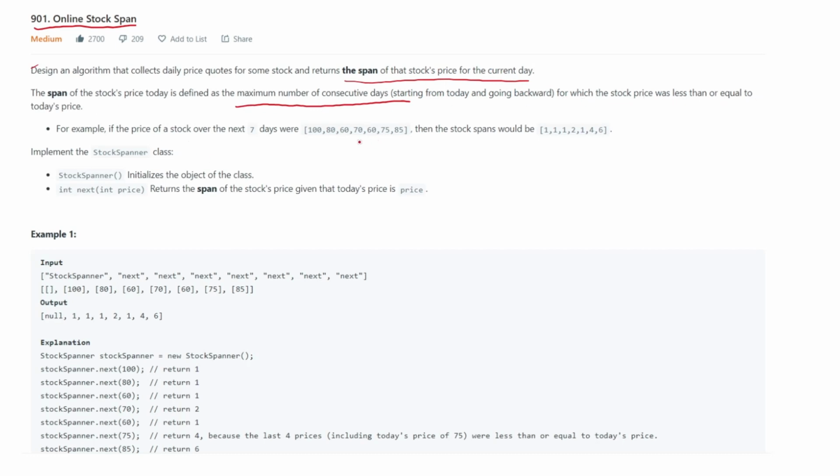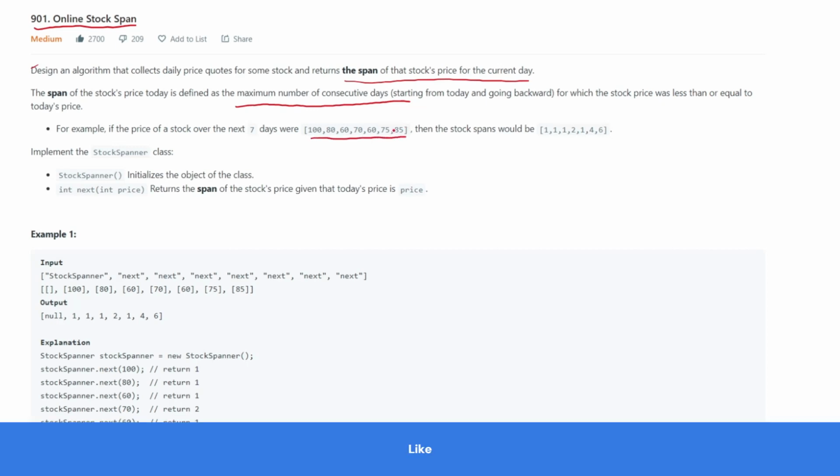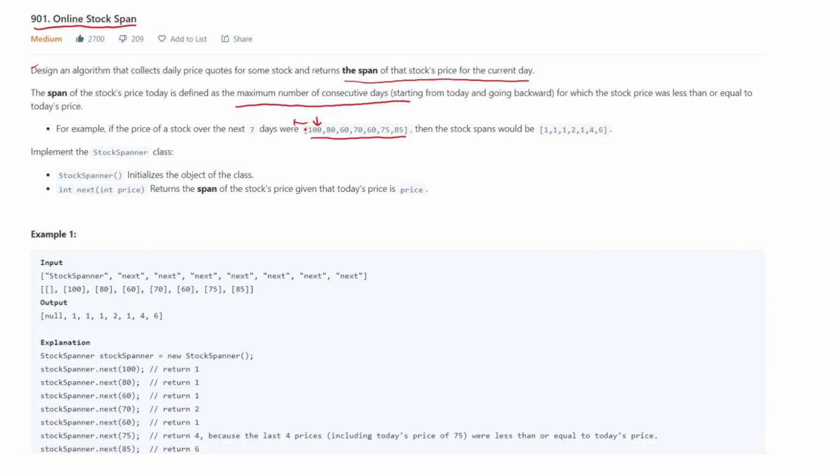So for example, if our stock prices are these, this is our current price. We have to go backward and check when our price was less than or equal to today's price. There is none before it, so my answer will be 1 because today is less than or equal to itself. For 80, my answer will be 1. For 60, 80 is greater, so it will be 1 day. For 70, you see, for 2 days my price is less than or equal to 70, so I will put 2. For 60, again the answer will be 1.